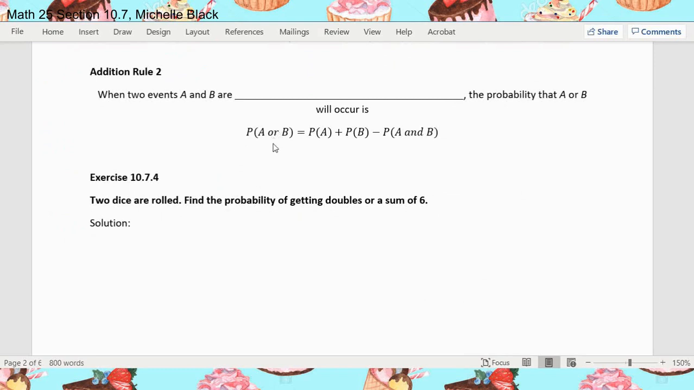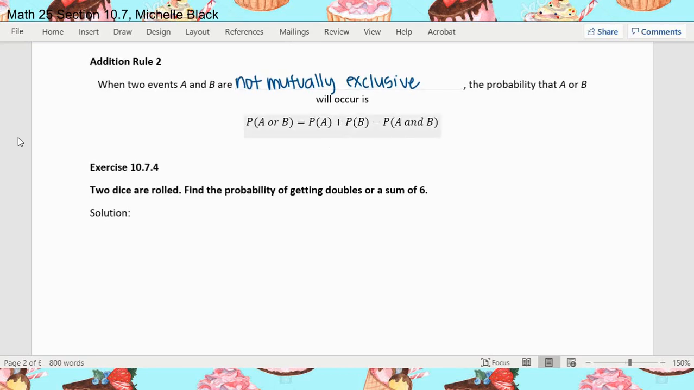Addition rule number 2. When two events, A and B, are not mutually exclusive, the probability that A or B will occur is the probability of A plus the probability of B minus the probability of A and B. Let's look at exercise 4. 2 dice are rolled. Find the probability of getting doubles or a sum of 6.